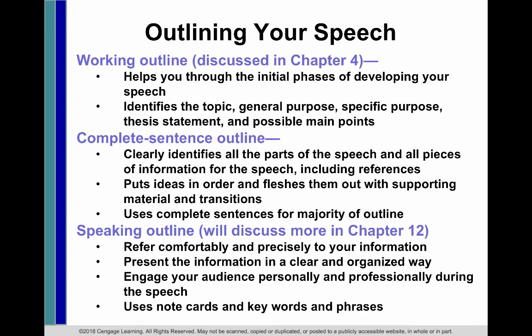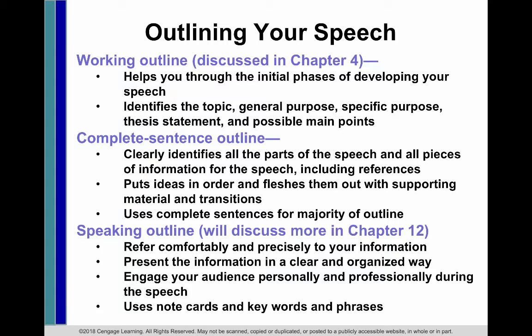Back in Chapter 4, we discussed the working outline, and you should already have one for your upcoming informative speech. It's the thing that helps you through the initial phases of speech development, identifying the topic, general purpose, specific purpose, thesis statement, and some possible main points. Once you have that, and you've done your research, then you're ready for the next stage in the speech development process, creating your complete sentence outline.